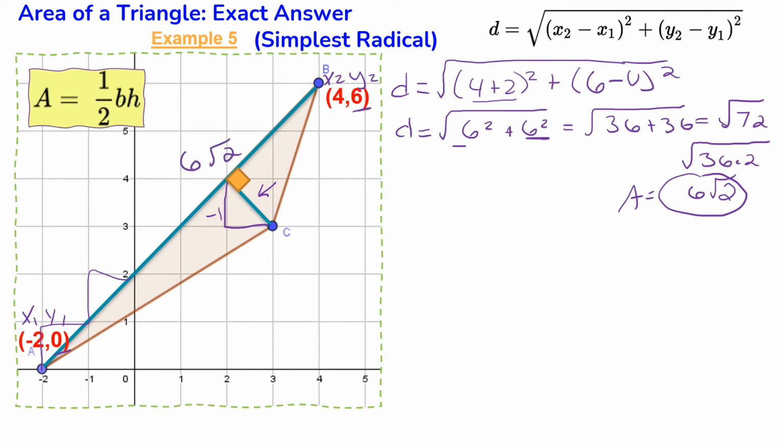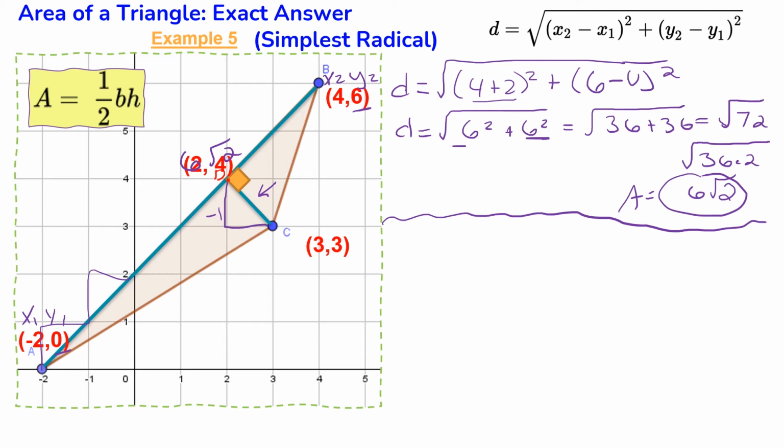Alright, so now I'm just going to draw a line of demarcation here. I want to find the length of, I'm going to just call this point D. All right, D and C. And so my ordered pairs there would be 3, 3 and 2, 4. 3, 3 and 2, 4.